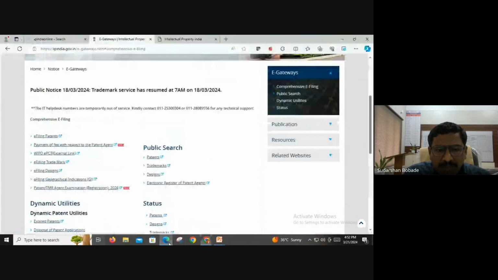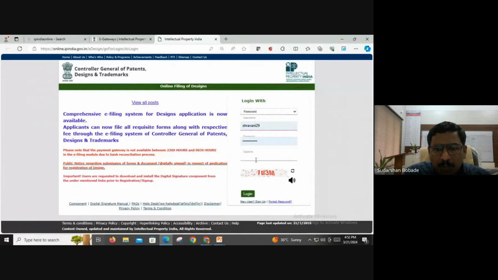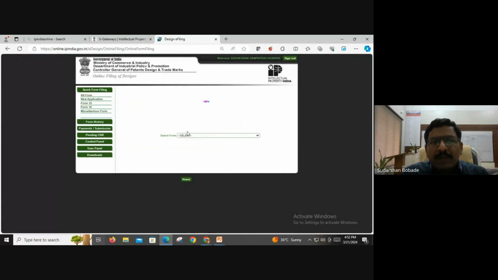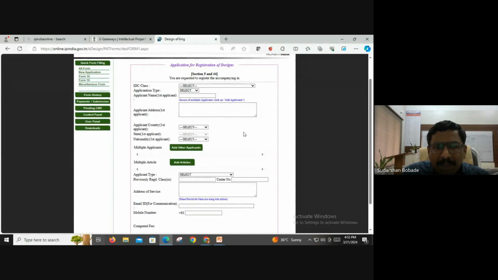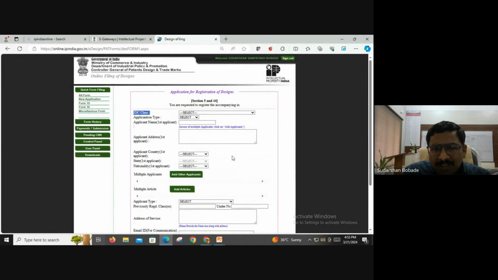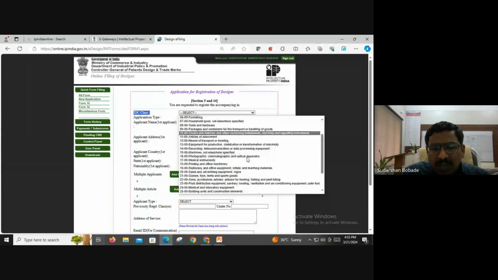While talking about this, try to see this particular portal, which is the design portal. This is the interface with the design application procedure. For this particular parameter, we will go with the new application. Once we have selected the new application, the very first thing we observe is the IDC class. I have already told you that there are 31 IDC classes.